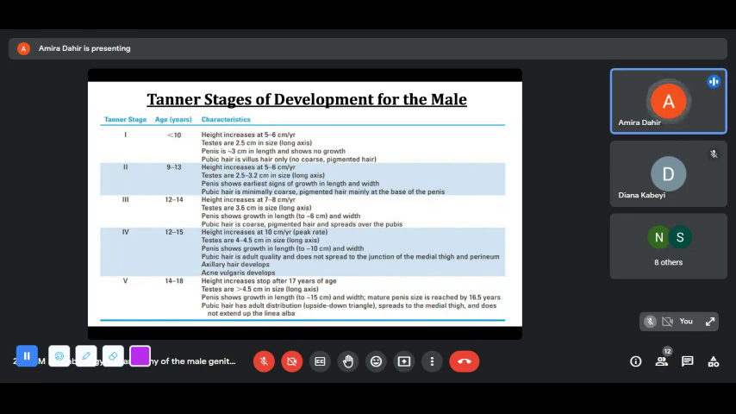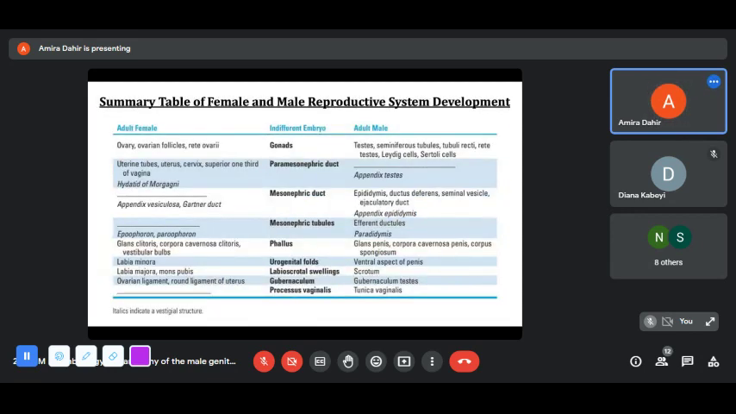As for Tanner stage 5, which coincides with 14 to 18 years, height increases stop after 17 years of age. The testes are 4.5 centimeters in size, that is the long axis, and the penis shows growth in length up to 15 centimeters and in width. The mature penis size reaches up to 16.5. The pubic hair has adult distribution, that is an upside down triangle, and spreads to the medial thigh and does not extend up to the linea alba.